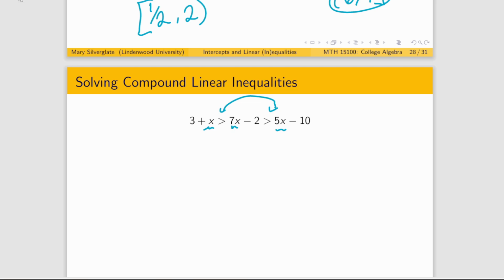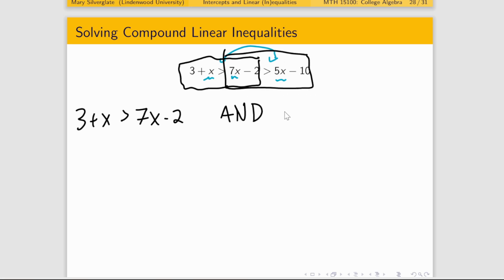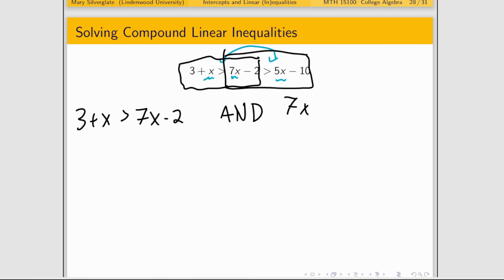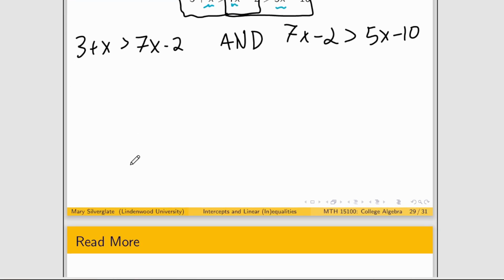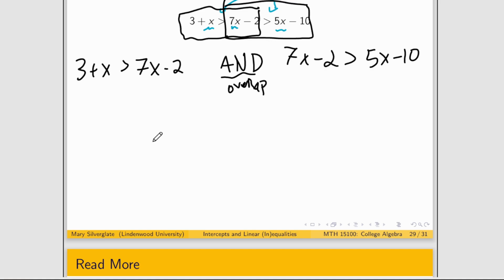Here, I would actually split this into two inequalities. So you have one inequality, that's this first one. So we have 3 plus x is greater than 7x minus 2, and we have the second inequality. So they share the middle: 7x minus 2 is greater than 5x minus 10. So I just split it into two where they share the middle there. And then I would just solve both, and since it's an and statement, you're looking for the overlap between the two. So I'm going to pause this video, and I want you to go ahead and solve both of these inequalities yourself, and then come back.